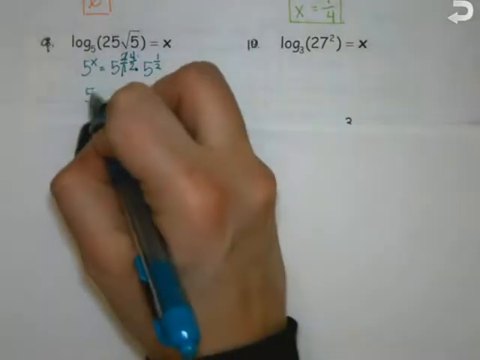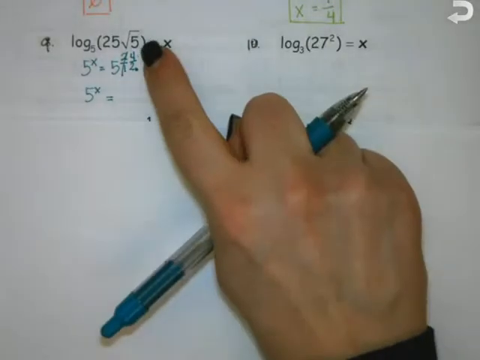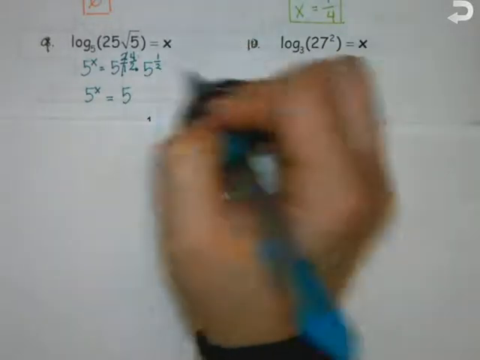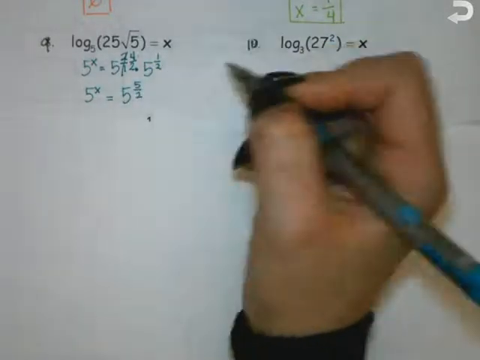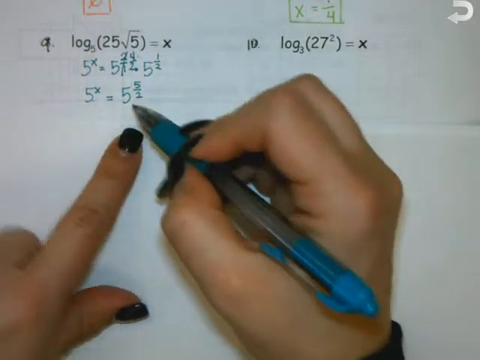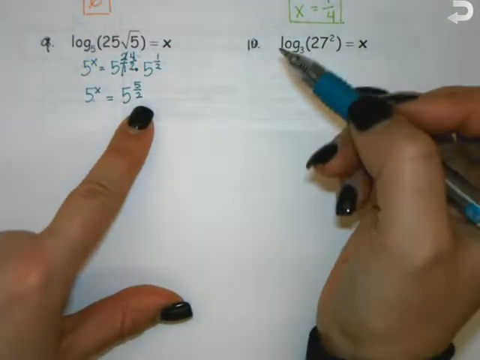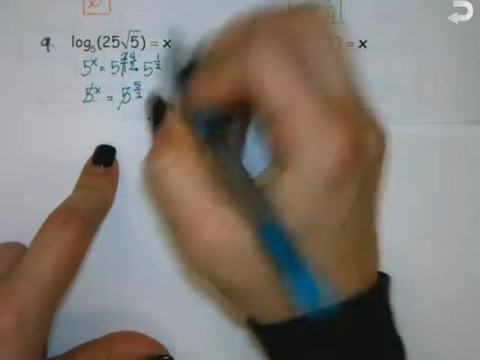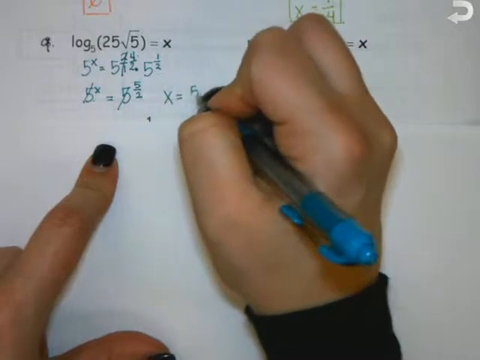But the reason we do this is because now I can add 4 over 2 plus 1 over 2. What does that give me? 5 over 2. So this is the same as 5 to the x equals 5 to the 5 over 2. And now I can drop my bases. So x equals 5 over 2.